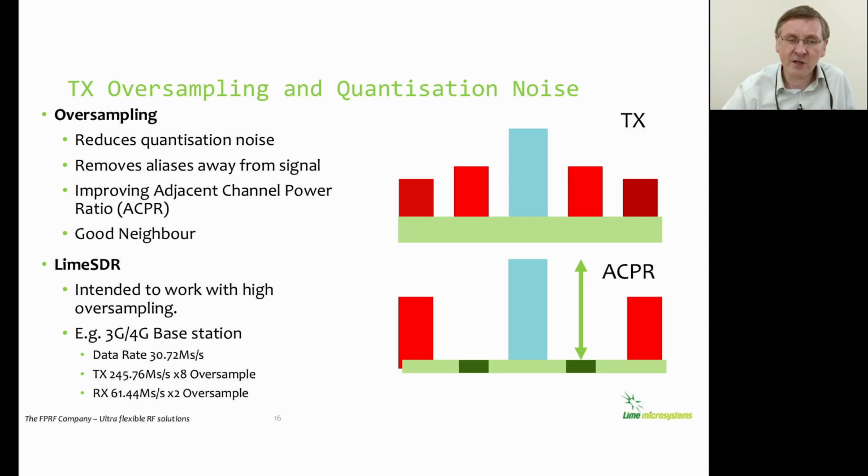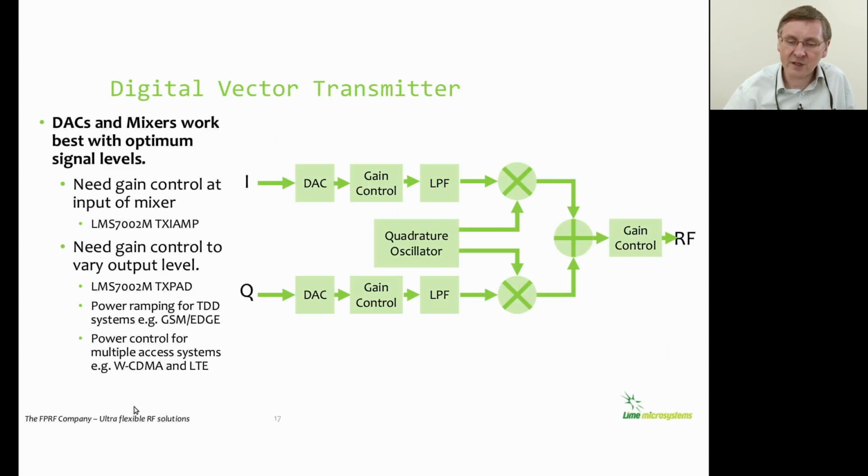So the LimeSDR is intended to work with a high level of oversampling. For example, in a 3G or a 4G base station, we would use a data rate of about 30.72 megasamples per second, and then run the TX at something like 245 megasamples per second, and the RX at 61 megasamples per second.